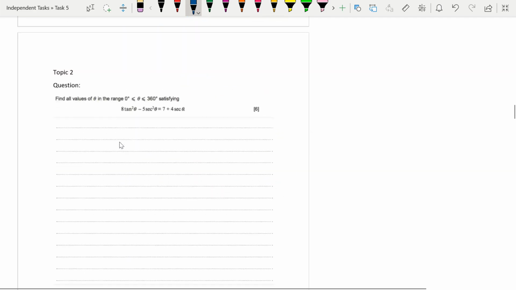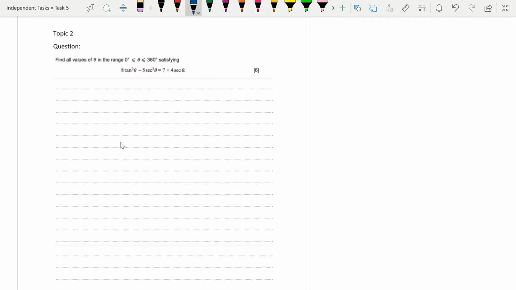Okay, so question 2, we've got trig identities. Now we solve these in the exact same way you would have used last year. We just have different identities to use. So I've got 8 tan, first of all, between 0 and 360. So again, make sure we're in degrees this time. 8 tan squared theta minus 5 sec squared theta equals 7 plus 4 sec theta.